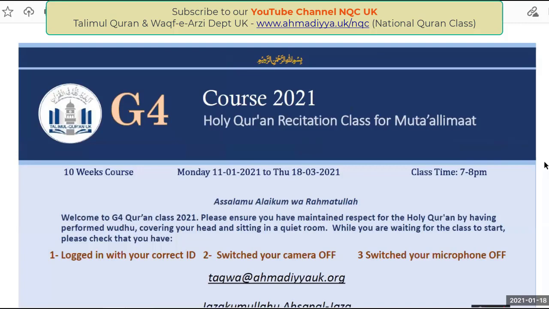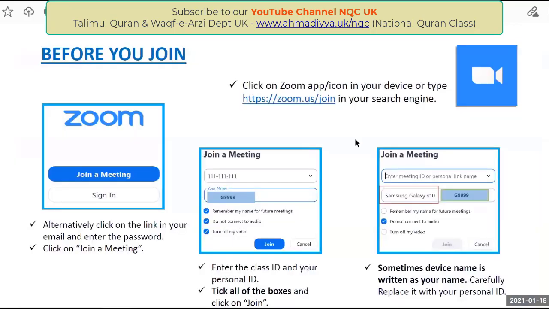So I will start by reminding everyone about the class etiquettes. Please make sure, keeping in mind the due respect of the Holy Qur'an, that you have performed wudu and your head is covered, and also make sure that you're sitting in a quiet place. Make sure that you are logged in with your correct ID and your camera is switched off throughout the class. You will only need to turn your mic on when you are called by the SD. So now I would like to request the TA to go through the PDF on how to join with correct ID.